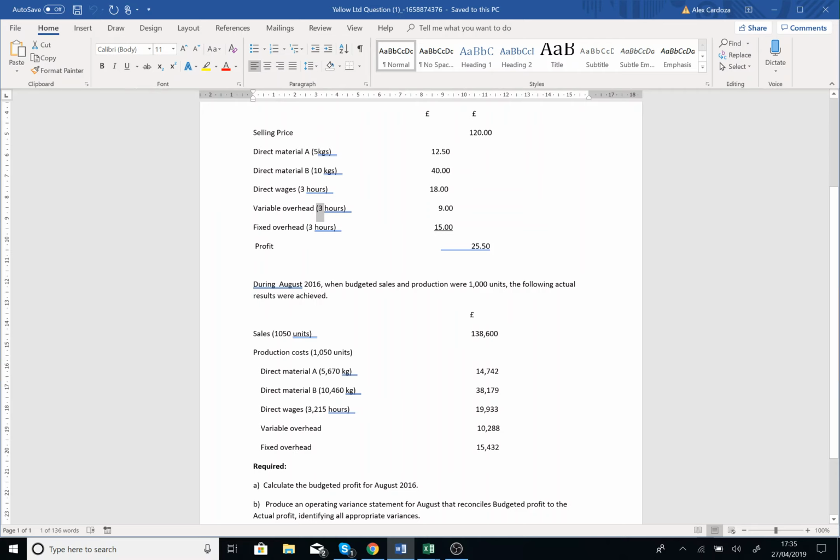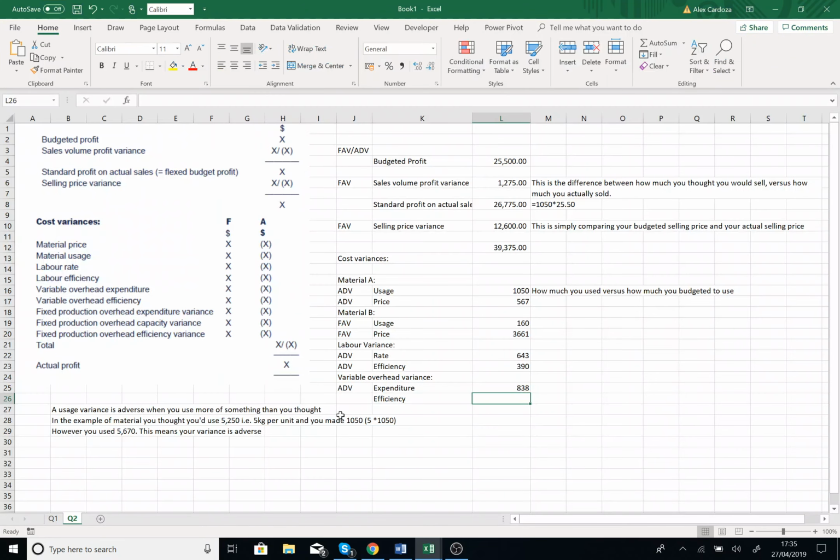In that case, then we've used 3,215 hours, yeah? 3,215 hours, which is the same. So again, we've got a variance of hours that are 60. So we just do exactly the same as we did before.